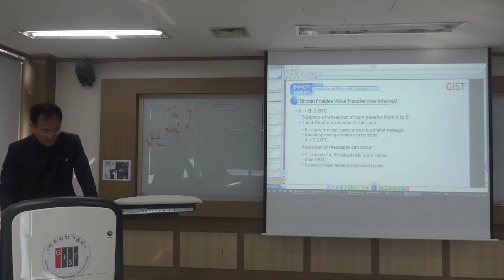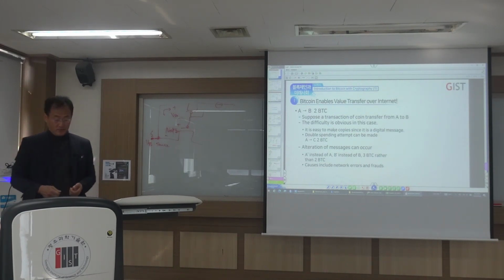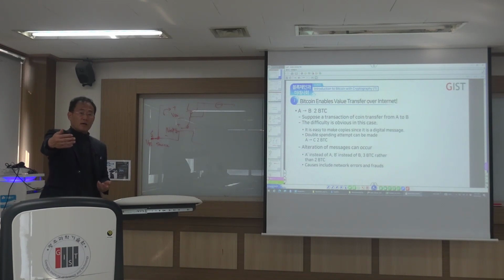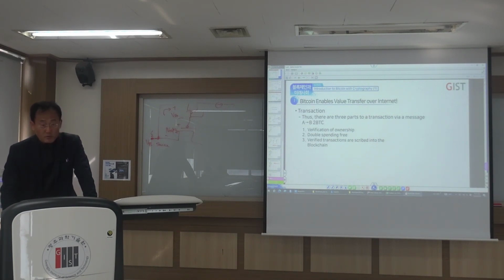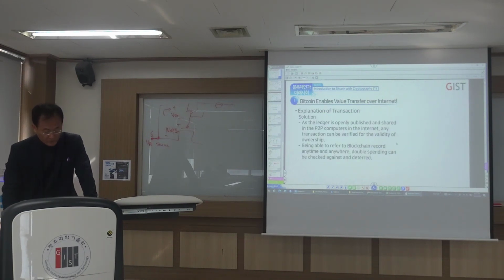So that's the case. And when you do this, suppose a transaction of coin transfer from A to B. This is where I'm trying to talk about the double spending problem, right? You give this money, and then you get the merchandise through the internet, and that type of stuff. So you have to verify that A has enough Bitcoin to make this transaction. And then it has to be double-spending free, and then verify the transactions are inscribed into the blockchain. All right, so this is what I have already told you, right?